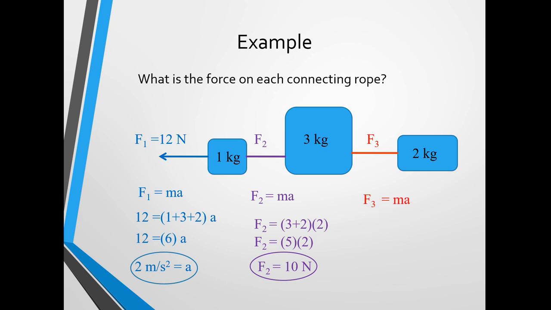Applying the same logic to the last rope, the only mass here being pulled by it is the 2 kilogram object, and we know that its acceleration is also 2 meters per second squared because everything has to be accelerating at the same rate. So we can plug in both of those 2's, and we get that the force on the final rope will be 4 newtons.